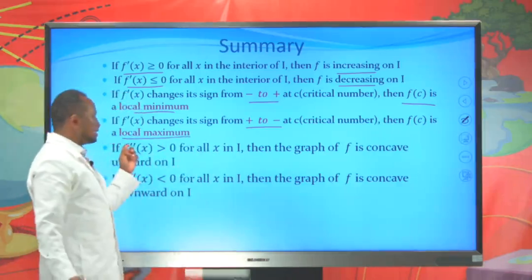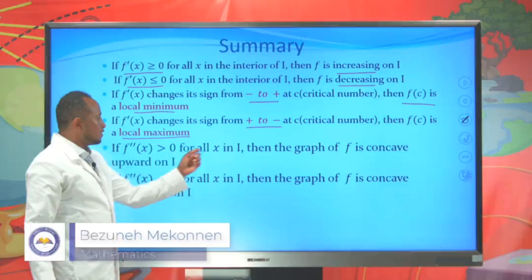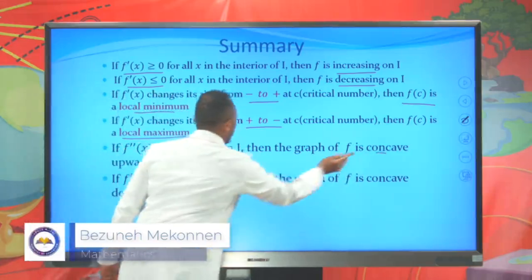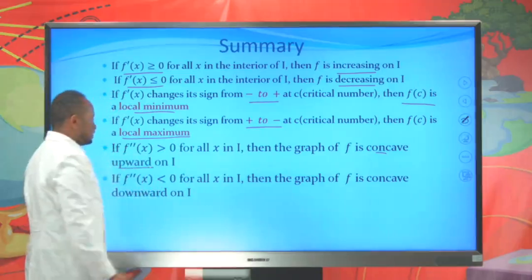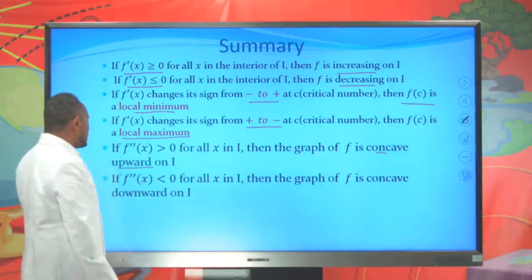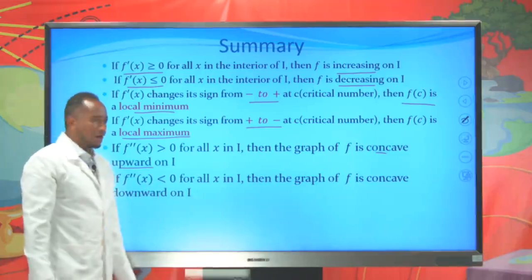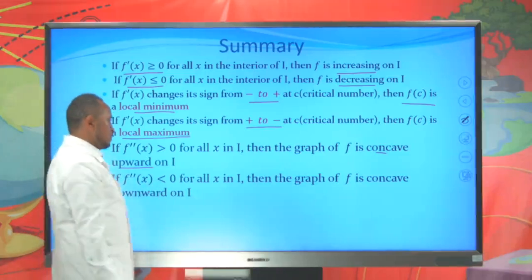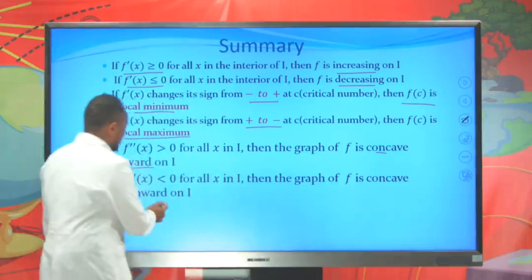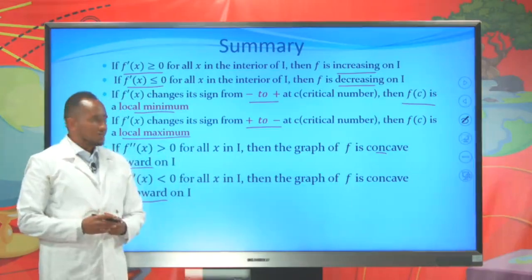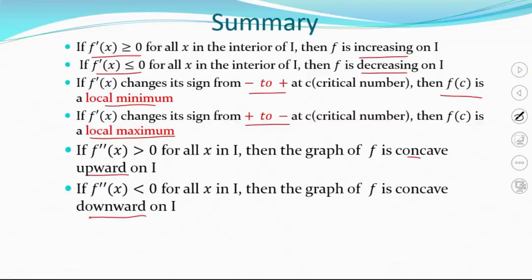And if the second derivative of the function is greater than 0 for all x in I, then the graph is concave upward. If the second derivative is positive, the graph is concave upward. If the second derivative of the function is less than 0 for all x in I, then the graph is concave downward. So this is all about today's lesson, and I'll give you questions for you.